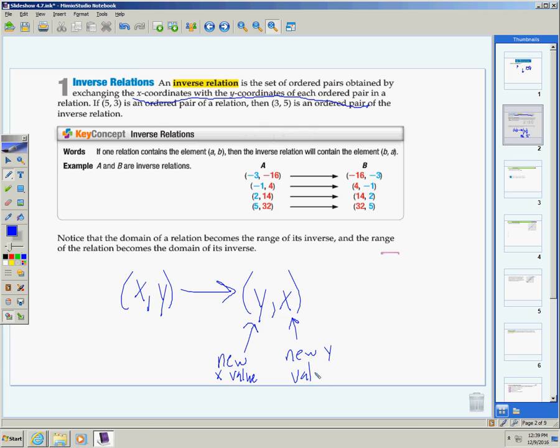And this is to say that it's not that we read the point any differently, but we're just switching around the values. So like if we have 5, 3, that turns into 3, 5. If I had negative 1, 4, that turns into 4, negative 1. To get an inverse function, you just flip around all the x values with all the y values.